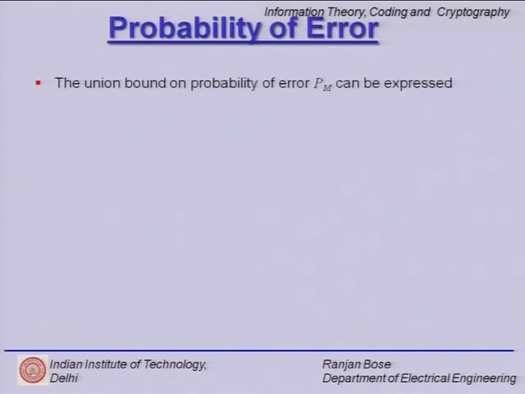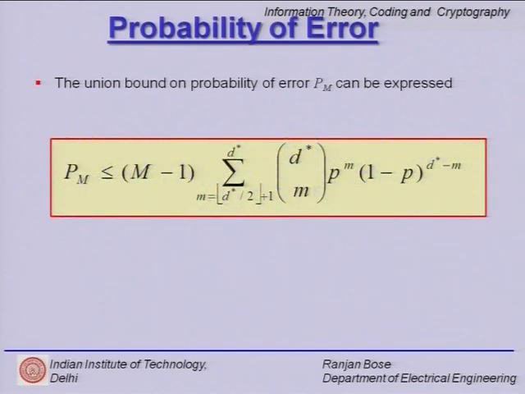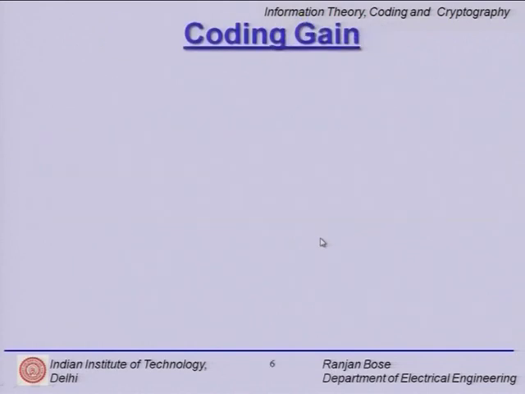We also found that the upper bound on the probability of error Pm can be expressed as follows, where capital M is 2 raised to power k, k being the length of the information word. D star happens to be the minimum distance of the code, and this is over a binary symmetric channel. So, small p is the probability of a bit getting flipped. We found this using a union bound.